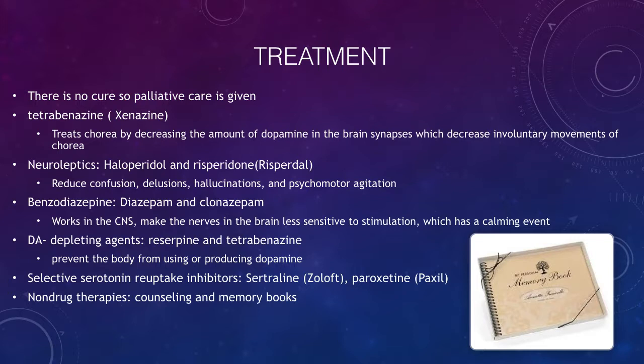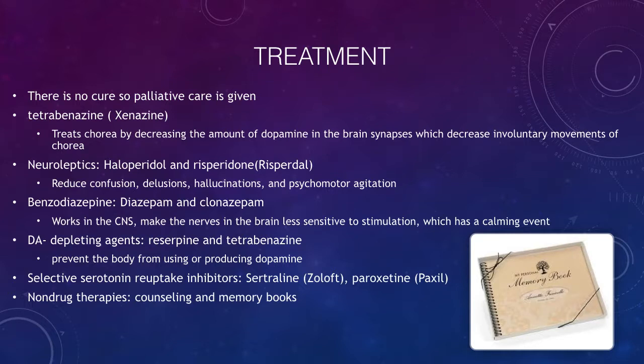So, treatment for Huntington's disease is going to focus on palliative care since there is no cure for this disease. A medication used to treat chorea, which is the jerky involuntary movement, is the tetrabenazine, also known as xenazine, which decreases the amount of dopamine available in the brain. So that also decreases those movements that we called chorea.